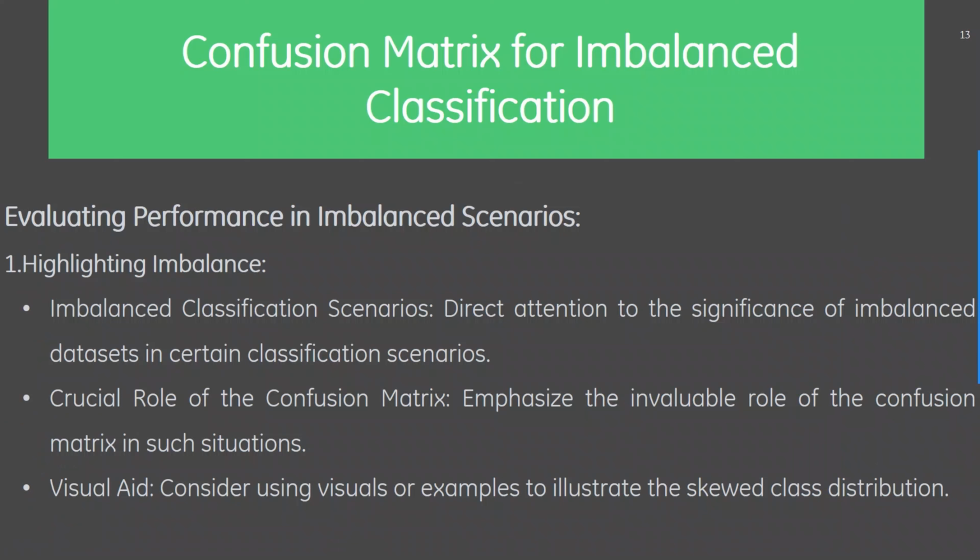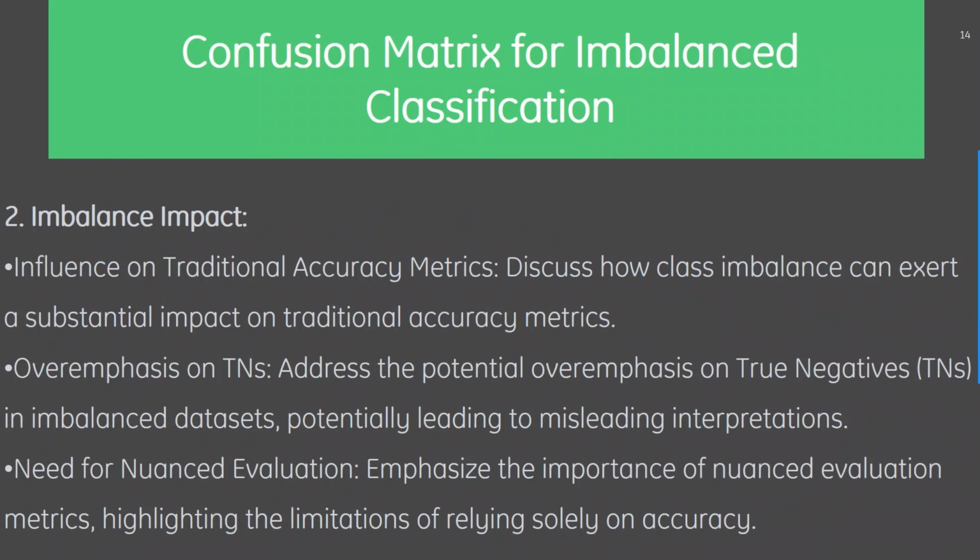Thirdly, we have a visual aid. Consider using visuals or examples to illustrate the skewed class distribution. Next, we have the imbalance impact, which is the influence on traditional accuracy metrics. Discuss how class imbalance can exert a substantial impact on traditional accuracy metrics.